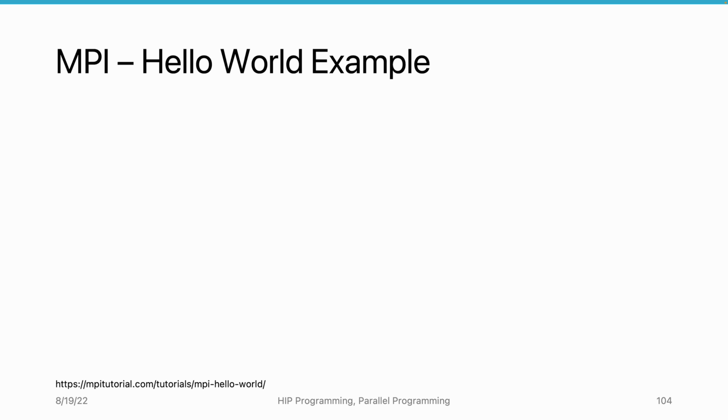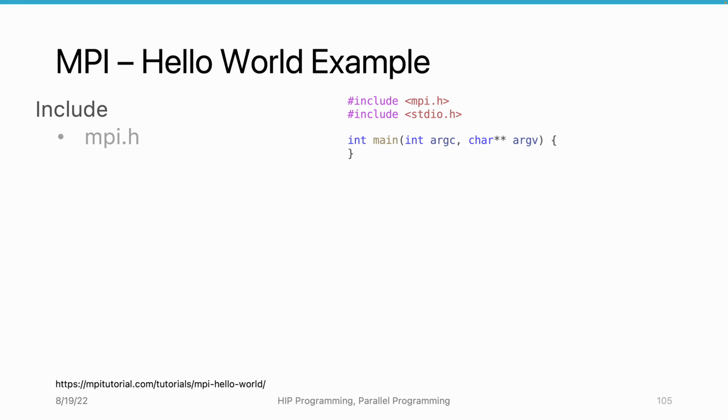Let's start with a Hello World example. First, we need to include the definitions from the mpi.h file. An MPI program still needs the main program. However, the concept of this main program is slightly different from a regular C or C++ main program. An MPI program has multiple copies of the main program running. Each copy runs as a thread or a process. The number of threads is not decided by the programmer, but by the user at runtime. We will see that later.